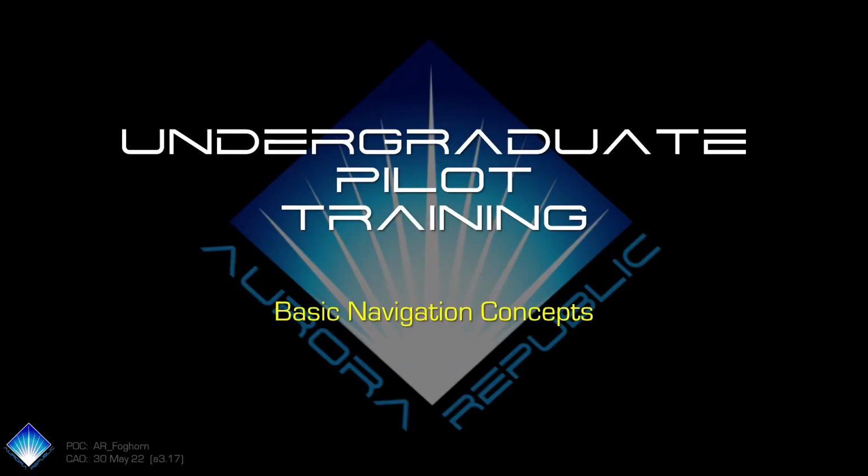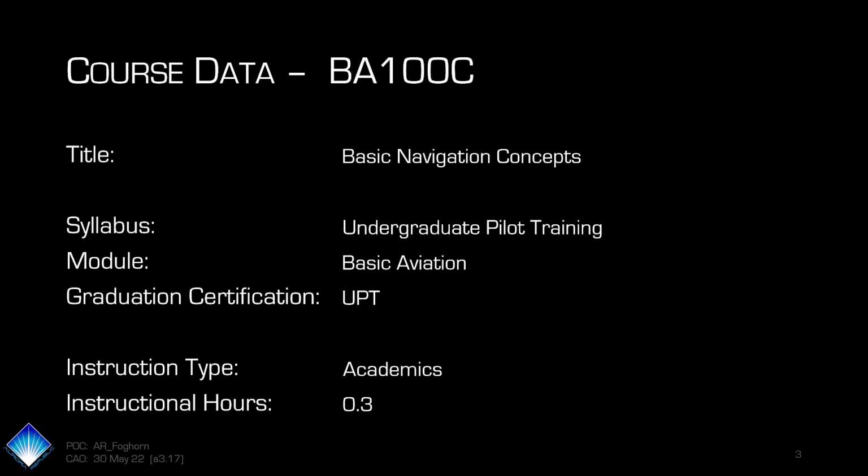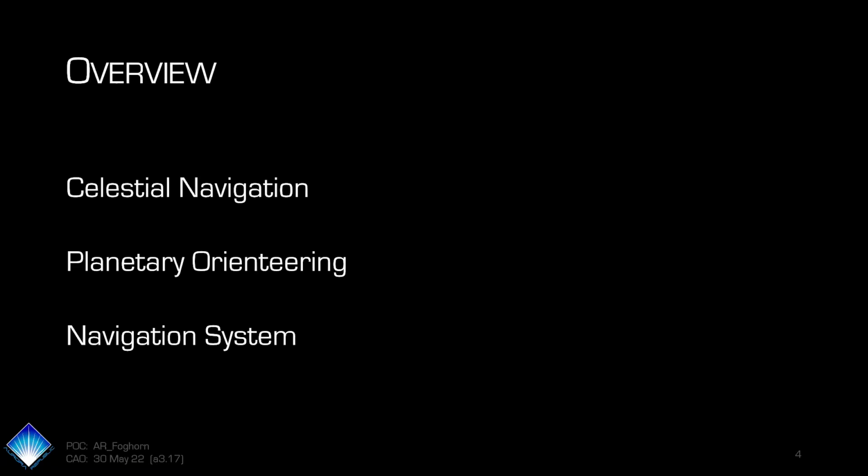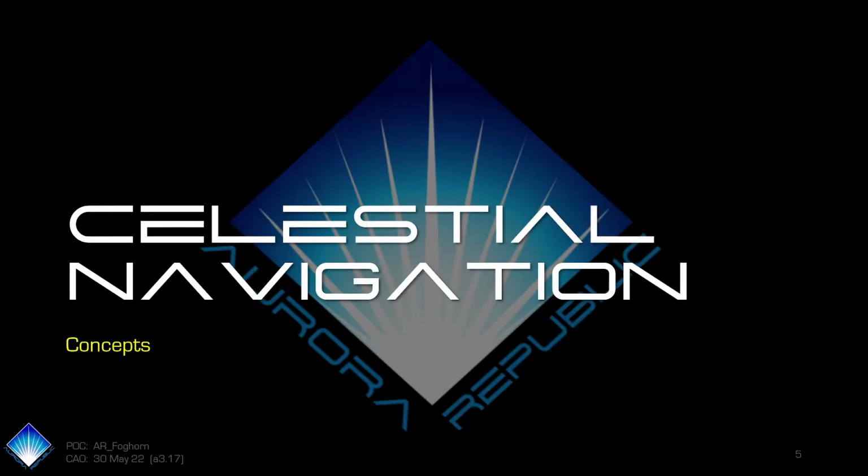This academic lecture will familiarize you with the basic navigational concepts in Star Citizen. This academic course number is BA100C and is a part of the basic aviation module of the instruction in the undergraduate pilot training syllabus. It is a requirement for the UPT certification. In this presentation, we will briefly cover the mechanics of celestial navigation, how we orient ourselves on a planetary body, and the standard navigational systems used in Star Citizen.